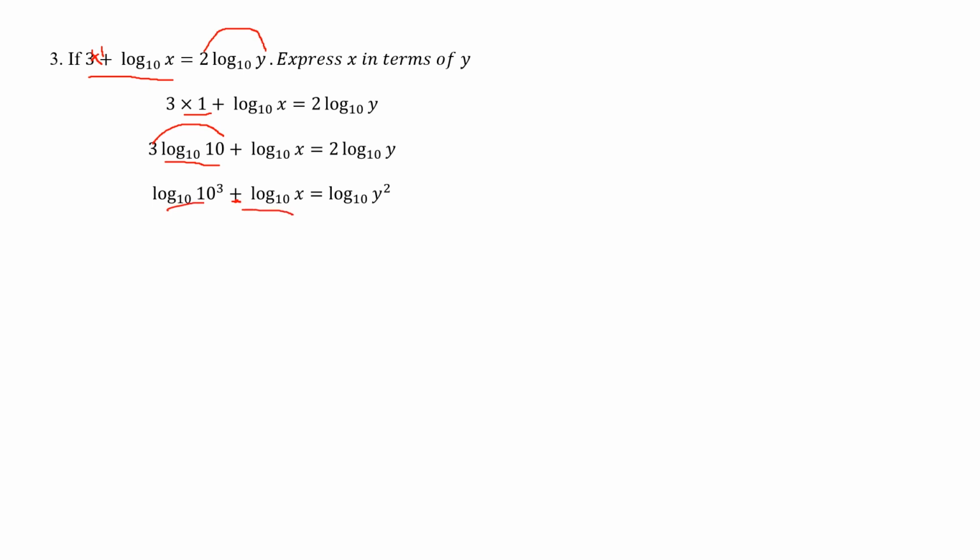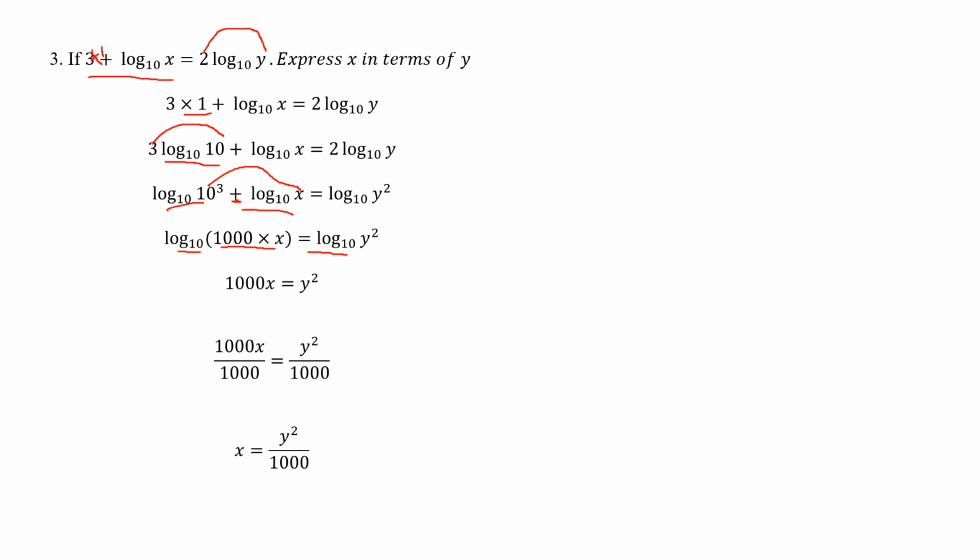So an addition implies that this is going to multiply that, which is that. Then we can drop the logarithm there. The 1000 times x is equivalent to y squared. Then I divide both sides by 1000 to have x as y squared divided by 1000.